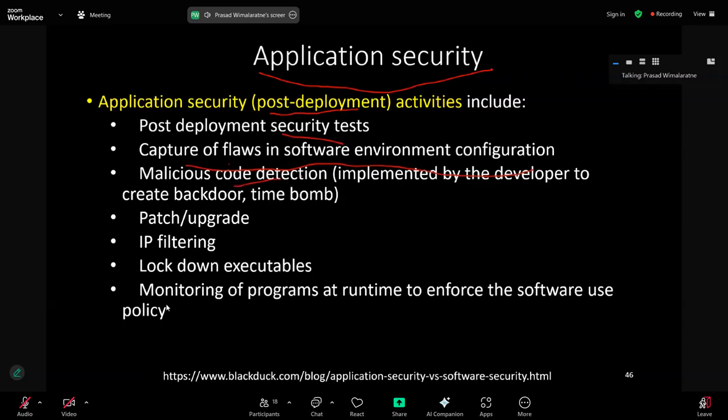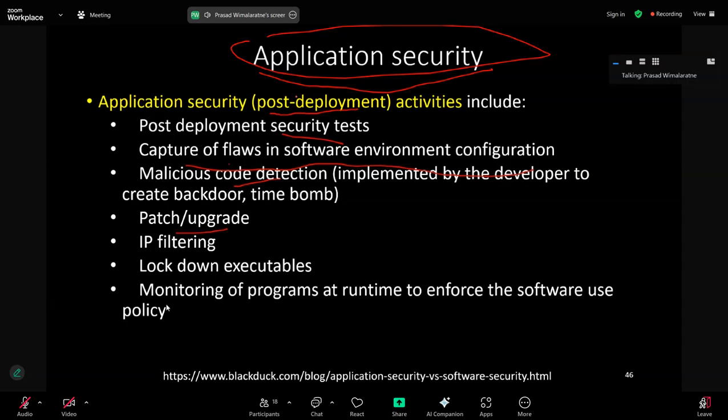And malicious code detection, patch and upgrade. That's something we do know. So when you find problems, you have to patch and upgrade. These are activities that happen after deployment, which are typically the security activities related to application security. And IP filtering, lockdown executables, and also looking at runtime to enforce software use policies. You may have policies which may not be implemented properly. So you need to look at whether they are done properly and then fix them.